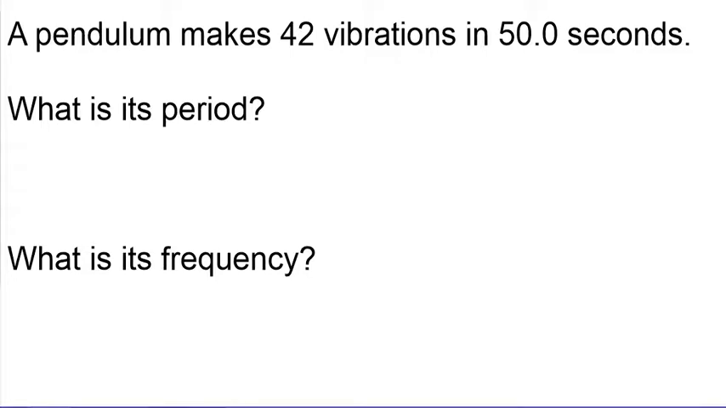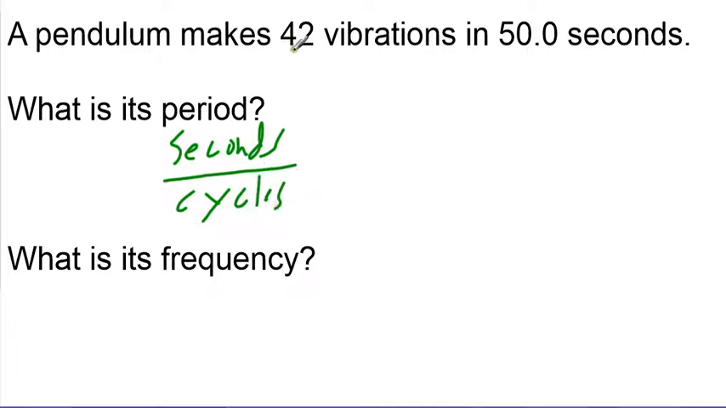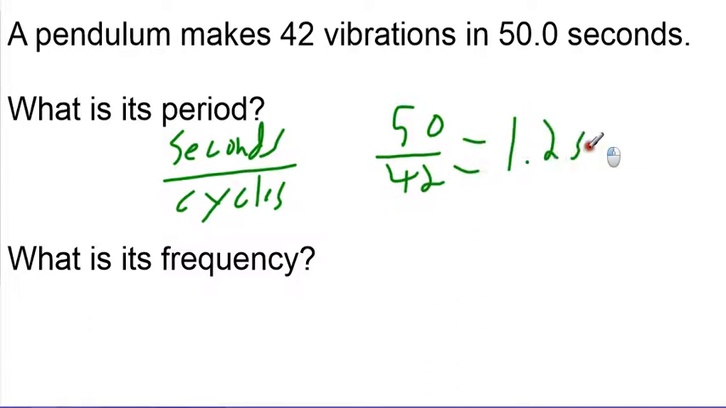So, a couple of practice problems. If a pendulum makes 42 vibrations in 50.0 seconds, what is its period? Remember, the period is going to be seconds per cycle. So we know we have 42 vibrations in 50 seconds. So it's going to be 50 divided by 42, and that's going to give us 1.2 seconds.